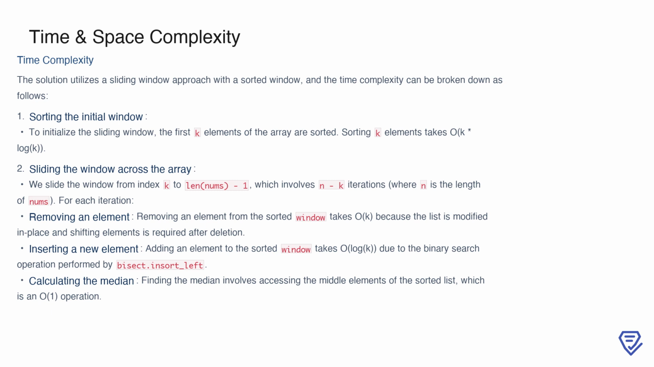Removing an element from the sorted window takes O(k), since the list needs to be modified in place, requiring a shift of elements. Inserting a new element into the sorted list is more efficient, as it uses binary search with bisect.insort_left, making this step O(log k). Finally, calculating the median is straightforward, as it just involves accessing the middle element or elements, which is an O(1) operation. Together, these steps define the operations required for each iteration as the window slides across the array.